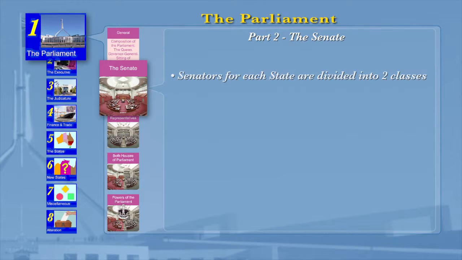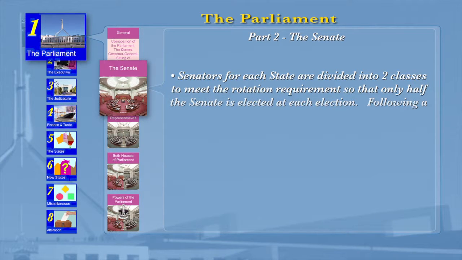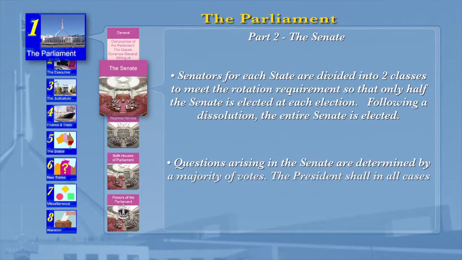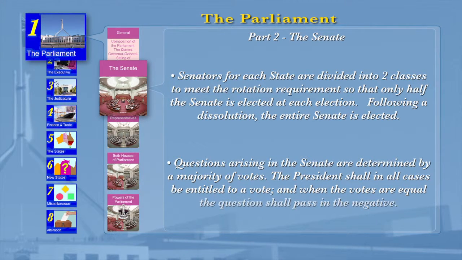Senators for each state are divided into 2 classes to meet the rotation requirement, so that only half the Senate is elected at each election. Following a dissolution, the entire Senate is elected. Questions arising in the Senate are determined by a majority of votes. The President shall in all cases be entitled to a vote, and when the votes are equal, the question shall pass in the negative.